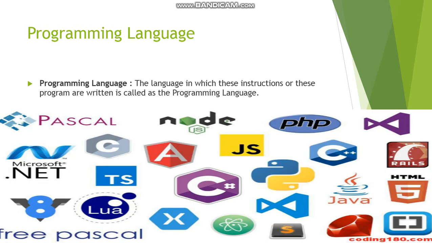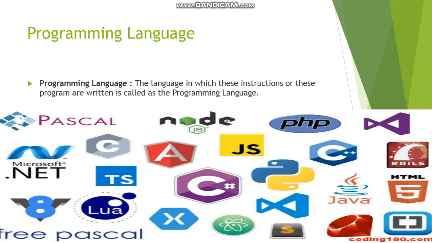Now, what about programming language? We have different types of programming languages nowadays. So what exactly is a programming language? The language in which these instructions or programs are written is called the programming language. Whatever instruction we want to give, we give in a particular language, and this language is called a programming language. Nowadays we have different types of programming languages like Pascal, C, C++, Java, PHP, .NET, and various others.